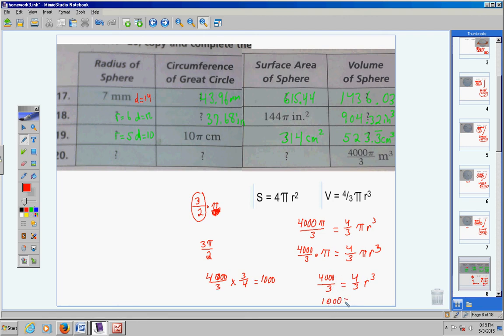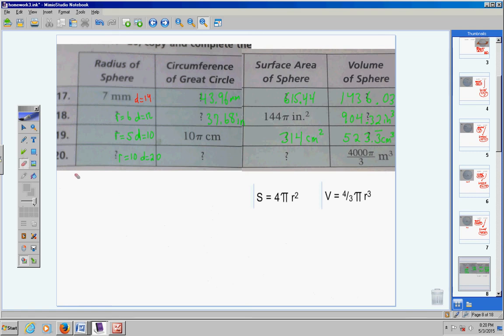So I have 1,000 equals r cubed. Now take the cube root of both sides. Now 10 times 10 times 10 is 1,000. So the cube root of 1,000 is 10. The cube root of r cubed is r. So the radius is 10. Alright? The radius is 10. And the diameter is 20.